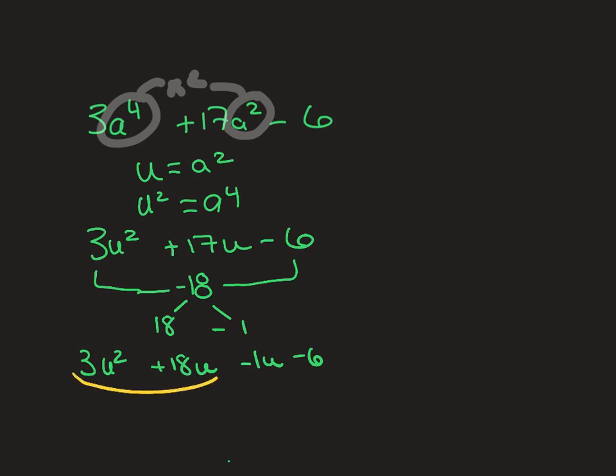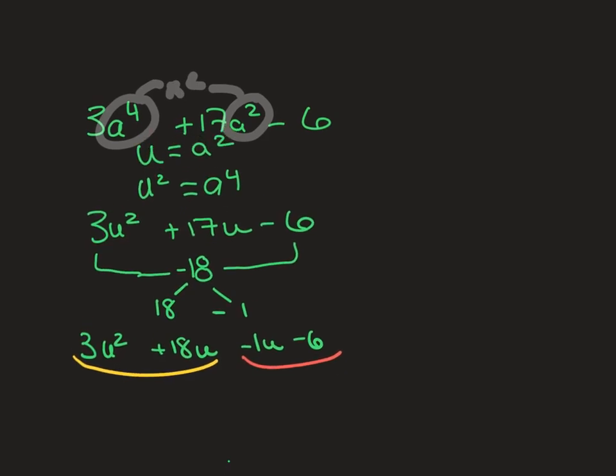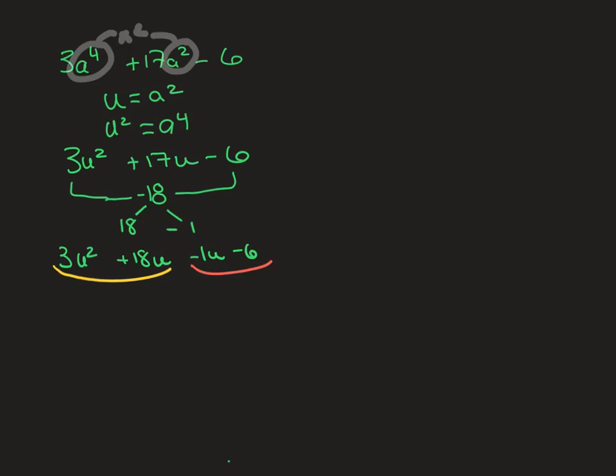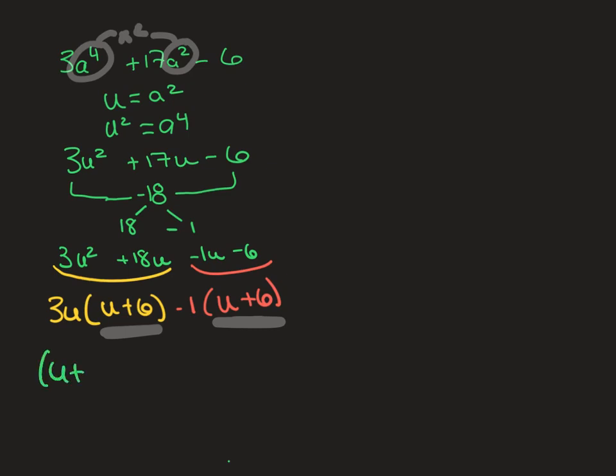Now you make 2 groups. The first 2 are a group and the second 2 are a group. Give me 1 second, I'm going to make this a little bit smaller. So my first 2, my yellow group, they have a 3 and a u in common, and you're left with u plus 6. My red group has a -1 in common, and then you're left with u plus 6. Personally, the reason why I like this more than any other method is because I know what I'm doing is right. Because the things in parentheses have to match for this to be working and doing it right. So in my yellow and my red group, I both have a u plus 6. In my yellow group, I'm left with a 3u, and in my red group, a -1.